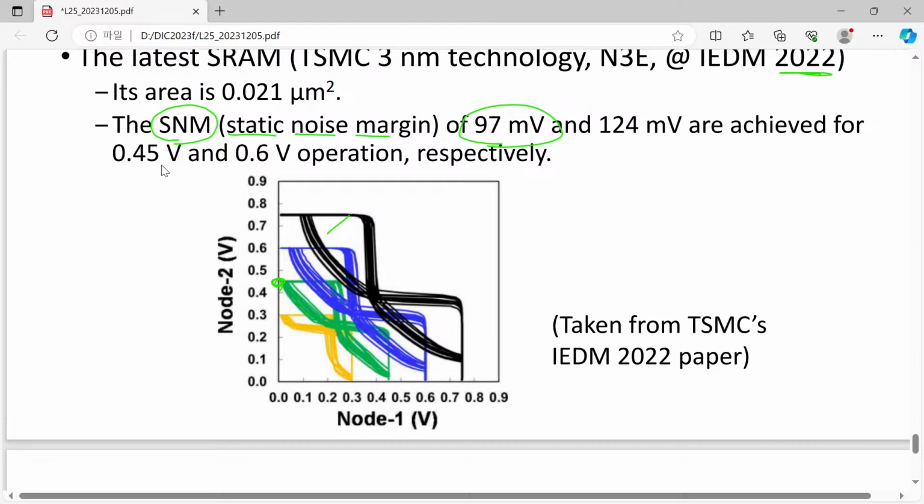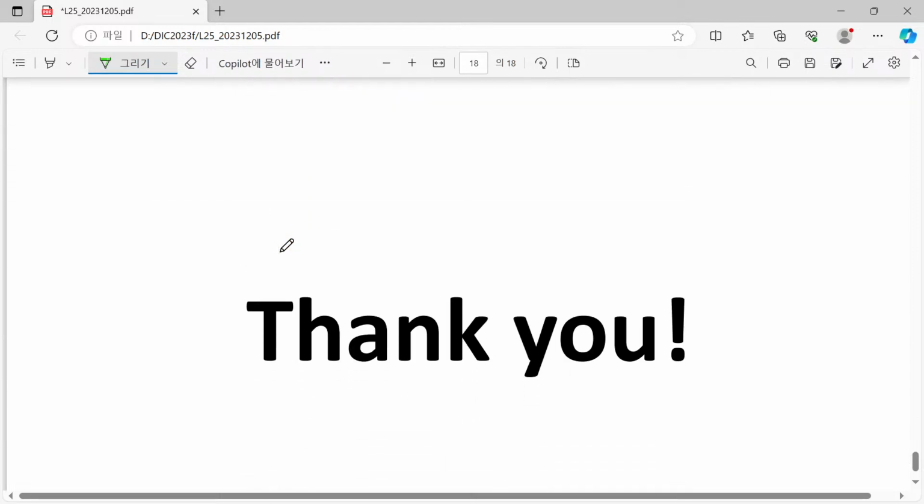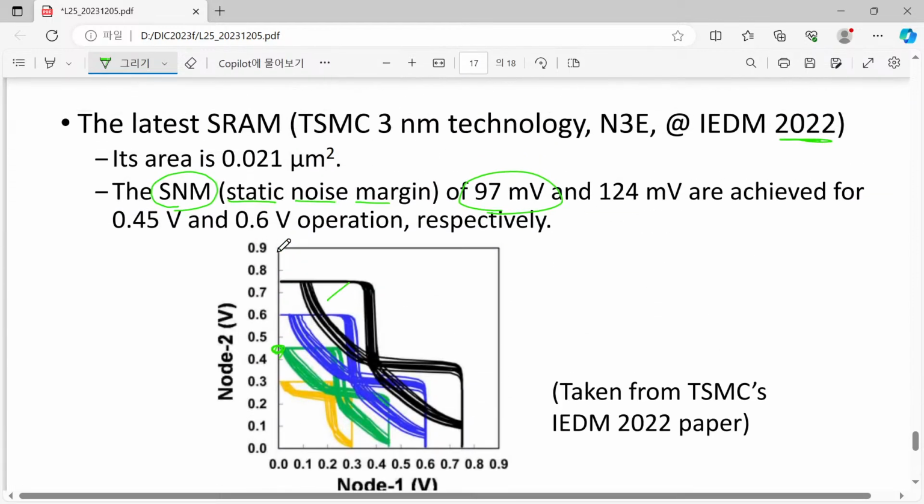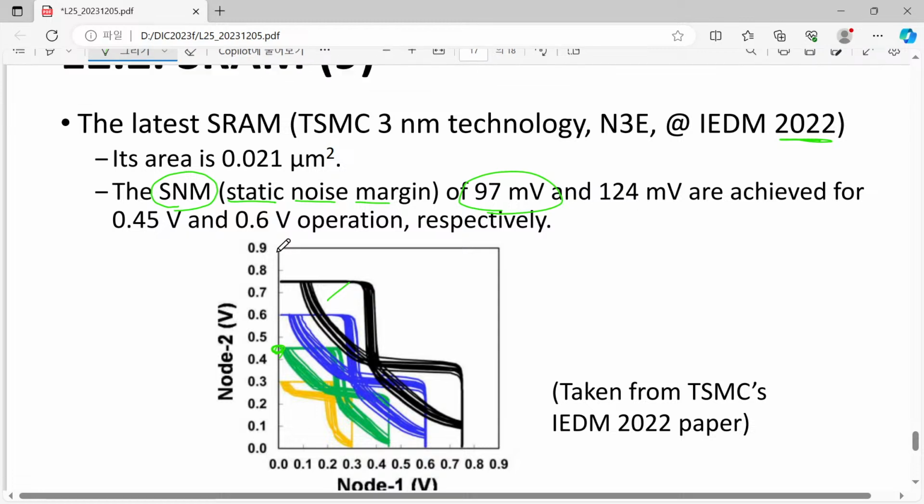So what is the purpose of showing this one? The company is advertising that, since this SRAM can work at such a low voltage, you can now save your power consumption significantly. That is the main reason for this kind of low voltage operation demonstration. Okay, that was the last slide of our entire semester.